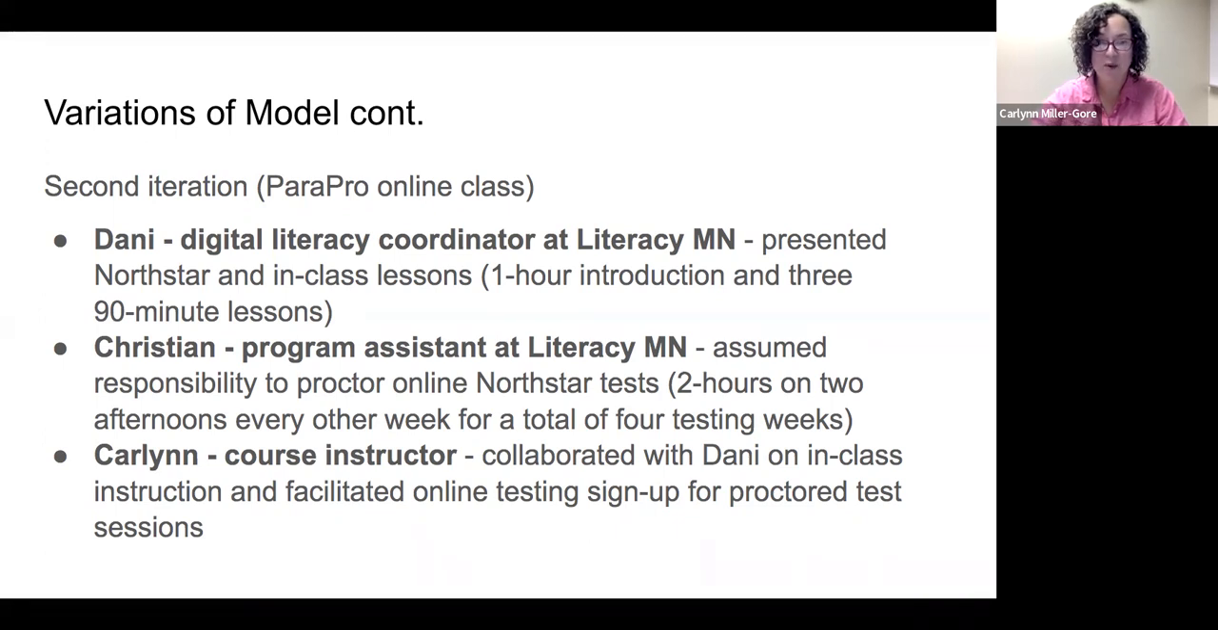So I guess the point of this is we wanted to mention that there are many different ways that you could do this and variations of this model.